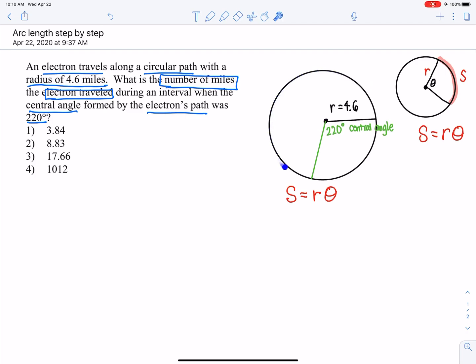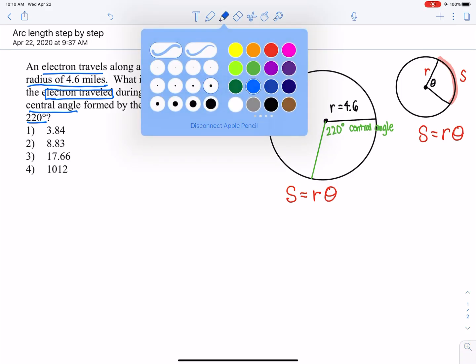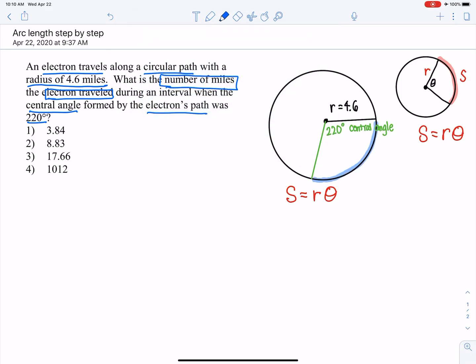Okay, so based on our problem, what we do is we draw a circle. So this is how the electron is traveling. It's traveling in a circular path. We're given that the radius is 4.6 miles. We want to find the number of miles the electron traveled during the interval when the central angle formed by the electron's path was 220 degrees. All right, so I'm just going to highlight this. So this is what we wanted to find, okay? So that's essentially our arc length, which is S.